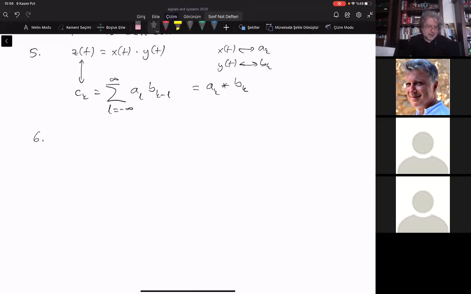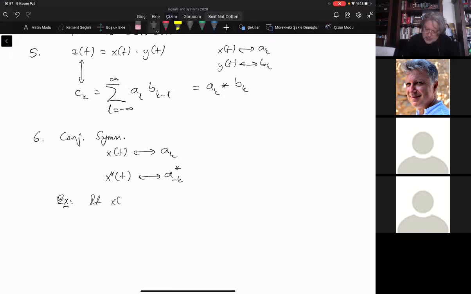The one before the last is the conjugate symmetry property. That's also very useful in several cases. If x of t has Fourier series coefficients a_k, then x conjugate of t, when you conjugate the signal, has Fourier series coefficients a_(minus k) conjugate. Okay, which has a lot of implications.